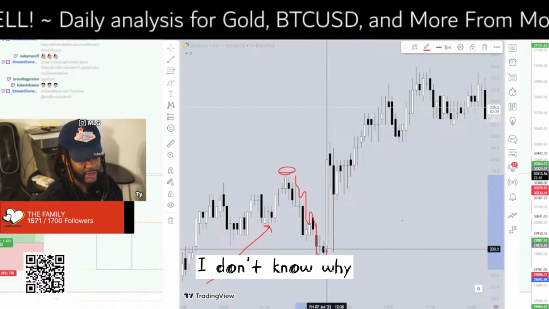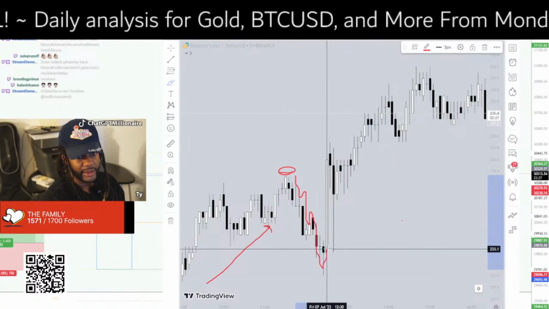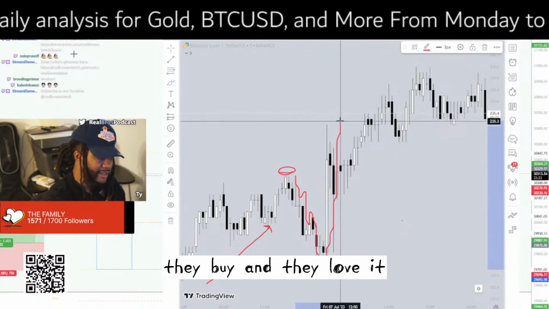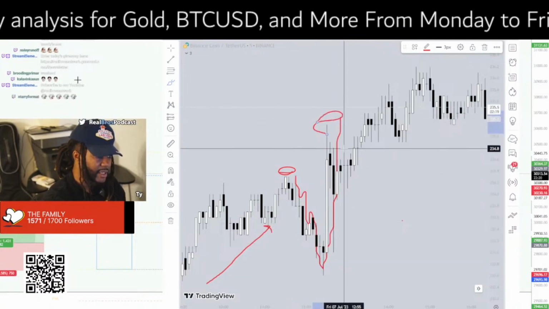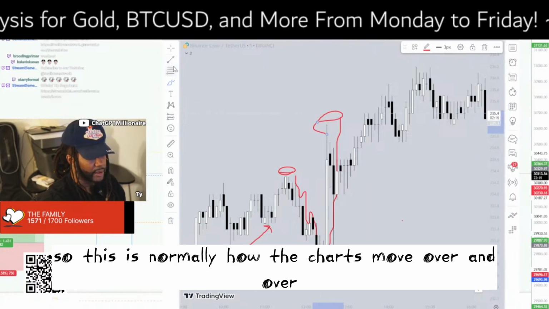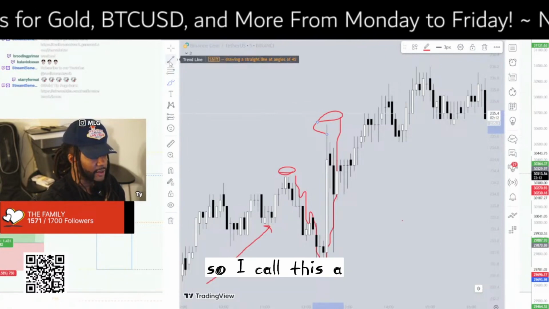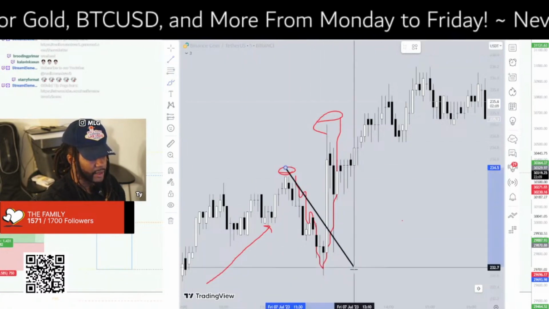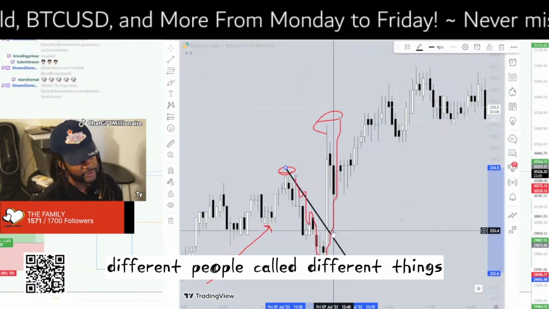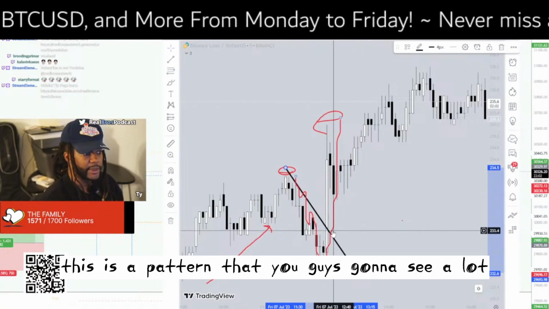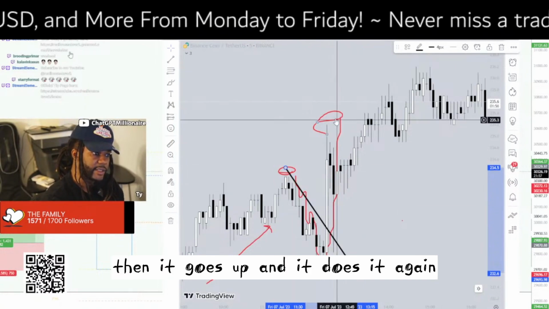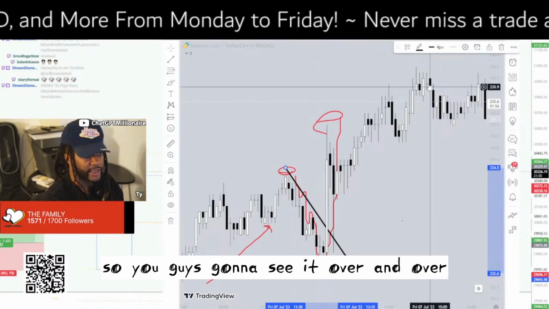It only happens in threes. I don't know why, but that's what they say. Three is a magic number probably. But on the third try, they buy it and they love it. They love the price. It goes to another level, and then they repeat the same process again. So this is normally how the charts move over and over. I call it the try and buy, try and sell, or a wedge pattern. Different people call it different things depending on their site. But this is a pattern that you guys are gonna see a lot. You're gonna see the price do that, then it goes up and it does it again. So you guys are gonna see it over and over.